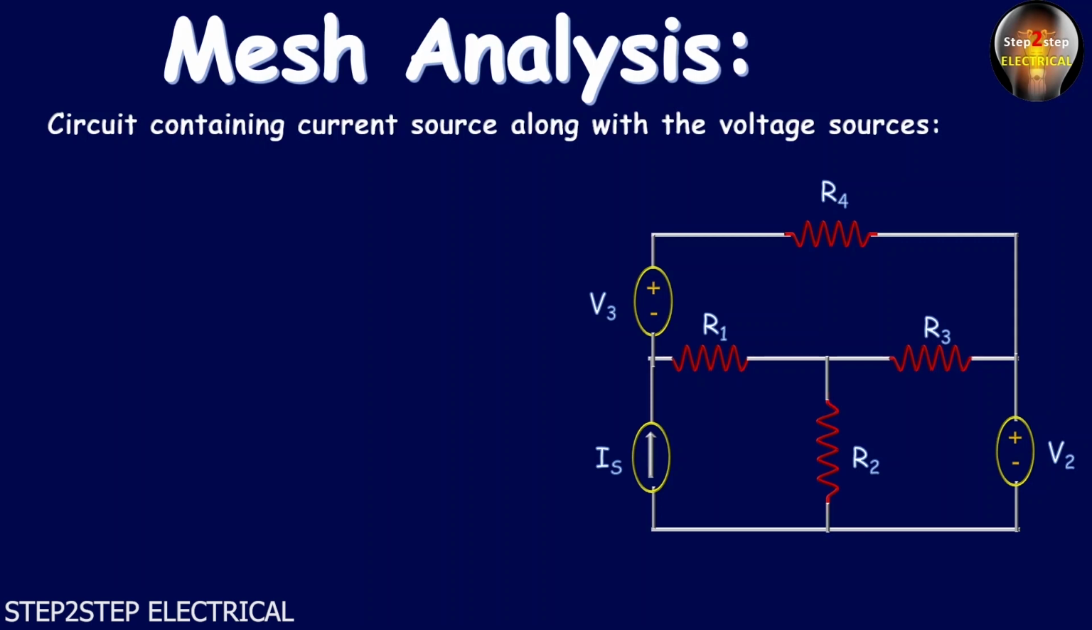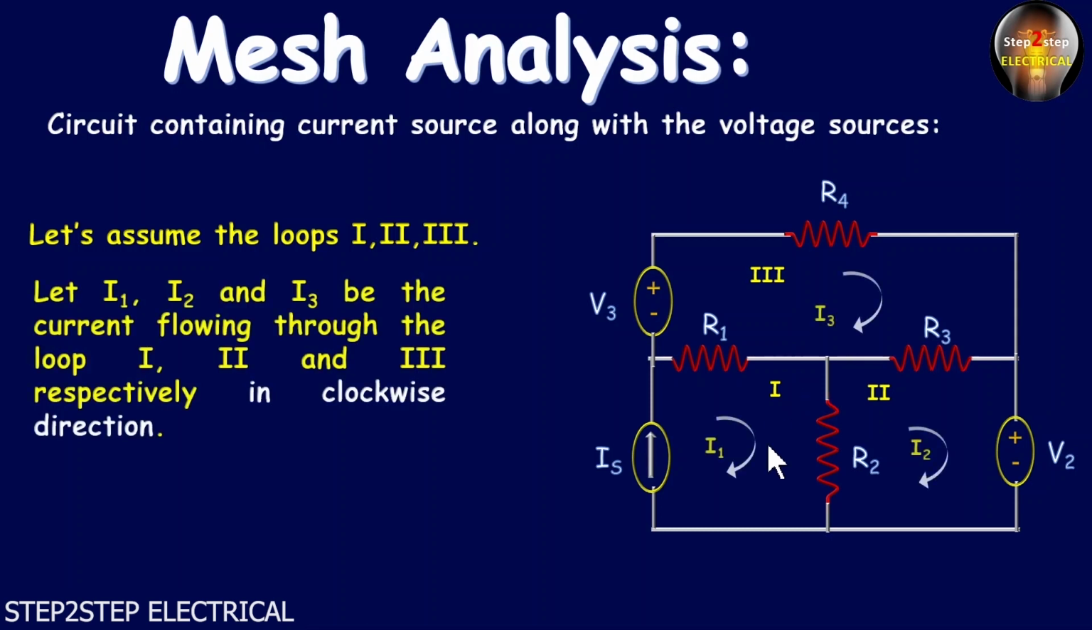Okay, now you can see that there are three loops, so let's assume the loops. This one is the first loop, this is the second loop, and this one is the third loop. We will also assume the currents. So I1 is the current flowing through loop 1, I2 is the current flowing through loop 2, and I3 is the current flowing through loop 3. And all these currents are flowing in each loop in clockwise direction. So this is the very first assumption that we have to make in every mesh analysis.